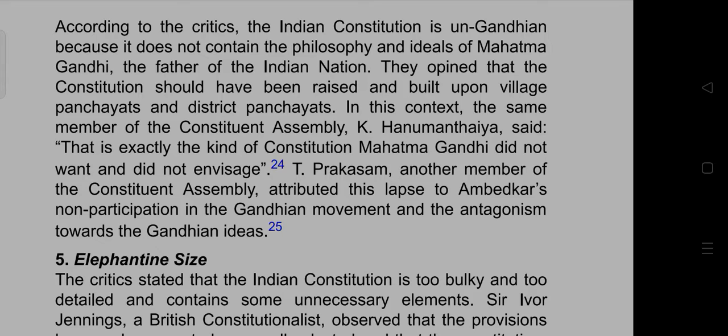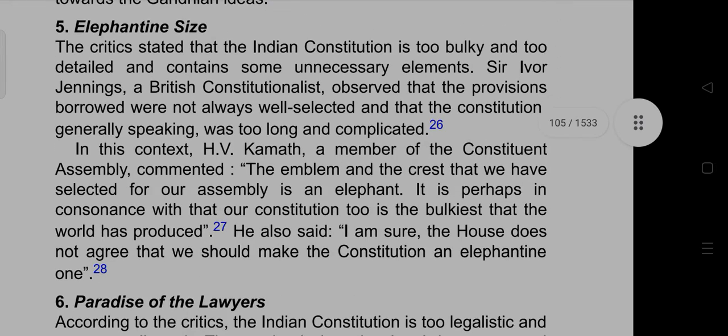T. Prakasam, another member of the Constituent Assembly, attributed this lapse to Ambedkar's non-participation in the Gandhian movement and the antagonism towards the Gandhian ideas. Fifth, the elephantine size. The critics stated that the Indian constitution is too bulky and too detailed and contains some unnecessary elements. Sir Ivor Jennings, a British constitutionalist, observed that the provisions borrowed were not always well selected and that the constitution, generally speaking, was too long and complicated.